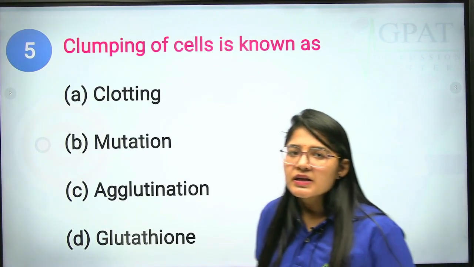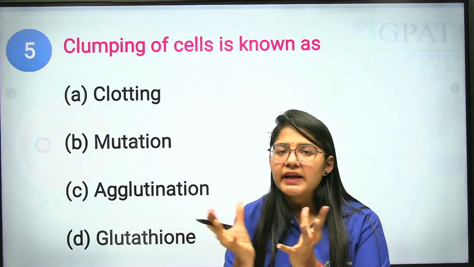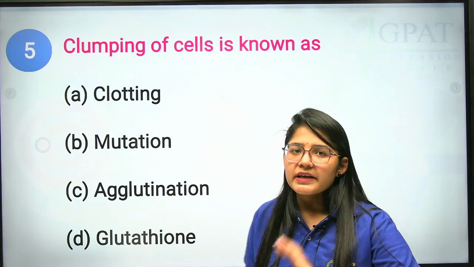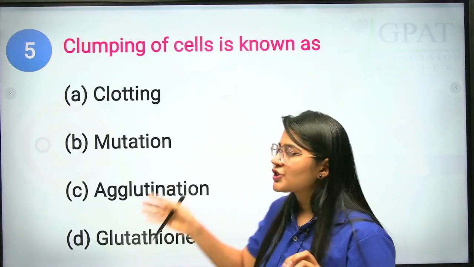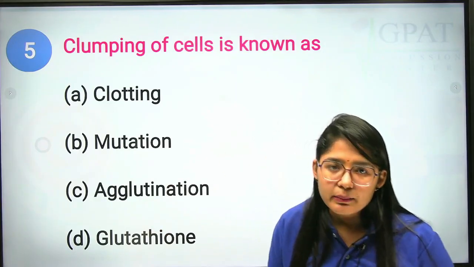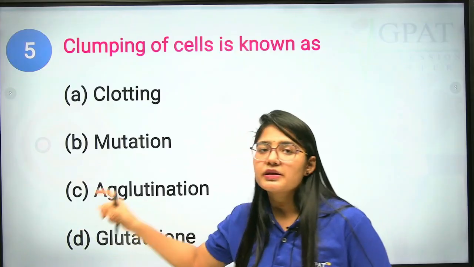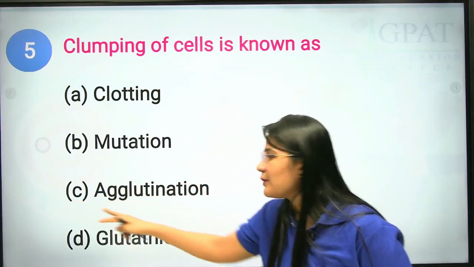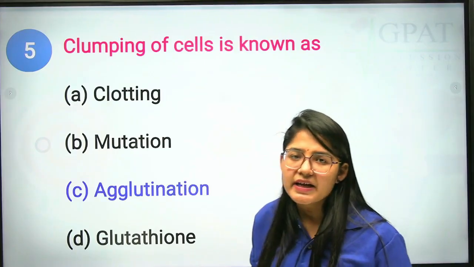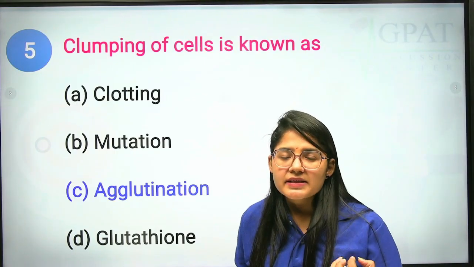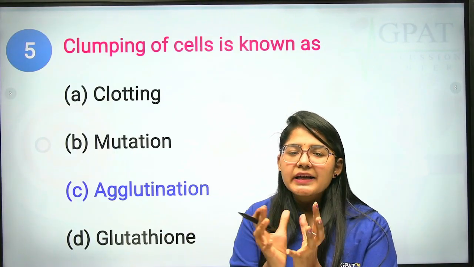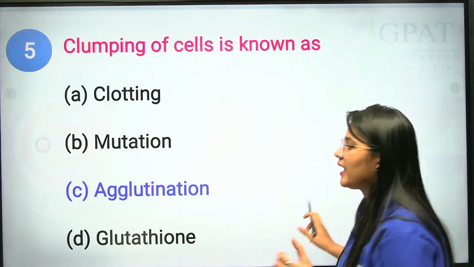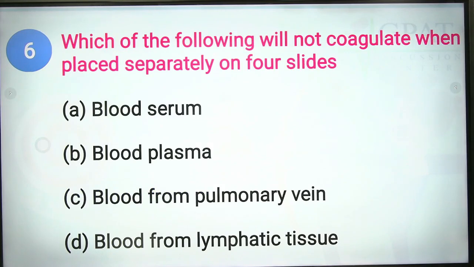Clumping means something which is now collected in a single circle. Clotting is related to your blood. Mutation is a sudden change in your genetic material. Agglutination resembles the meaning of clumping. Clear? So the correct answer will be agglutination. That is, cells which are collected very closely to each other, forming clumps, is known as agglutination. Next question.